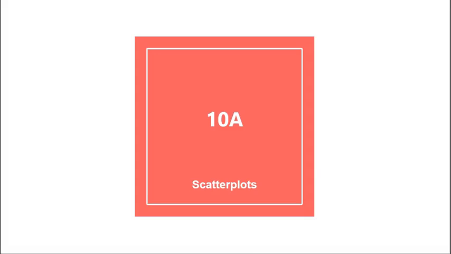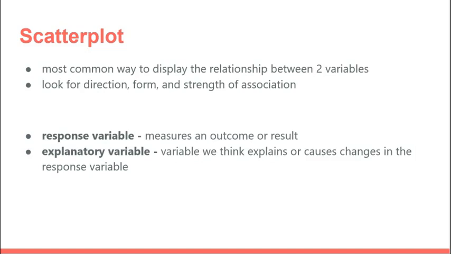10A, we're going to look at scatterplots as a way to look at a relationship between two variables. This is something that you probably did in Algebra 1 and or Algebra 2. In this class, you need to be able to describe the direction, form, and strength of association. I'll explain what each of those means, but those are the three things that you need to be able to identify and describe.